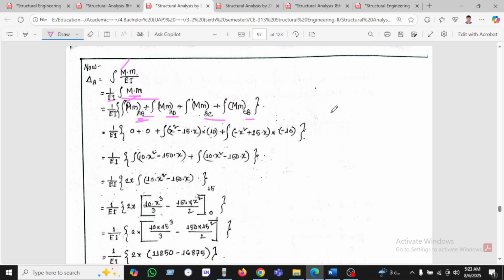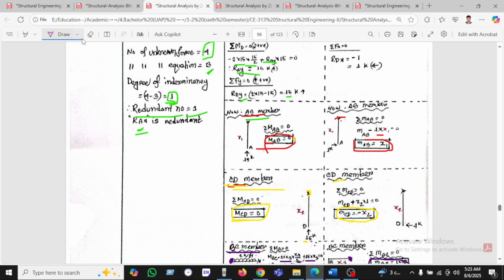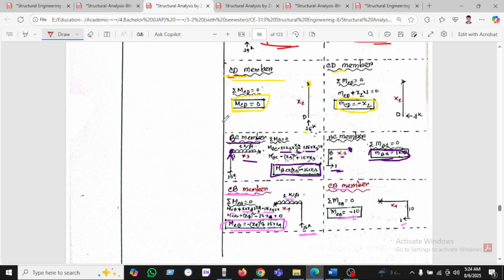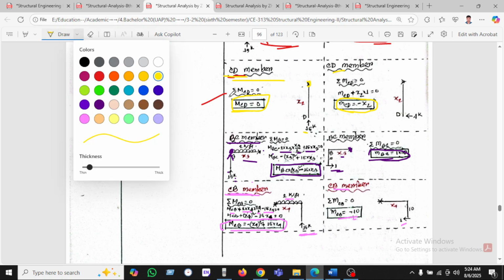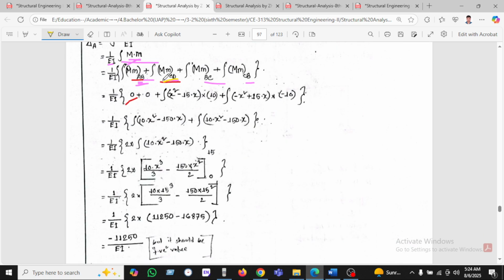Okay, at first we have the AB member. This is the AB member. I'm changing color because AB is red. So 0 into x1, it will be 0. If you multiply by 0, that will be 0. The CD member, this is the CD member. Just changing color to yellow. CD is 0, and 0 multiplied with anything will also be 0. So this will be 0.